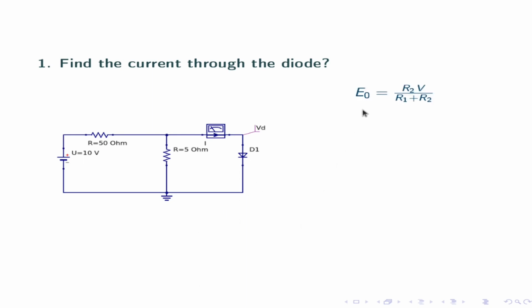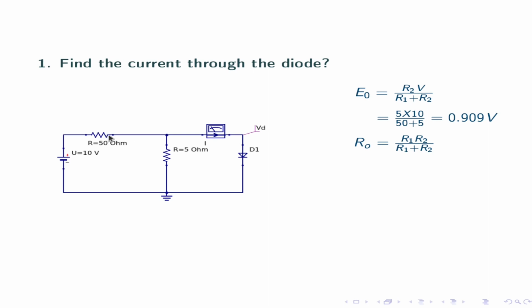So here the voltage developed across this one is given by R2 V by R1 plus R2, that is 5 into 10 volt divided by 50 plus 5, that is 4.909 volt, and R0 is this one.